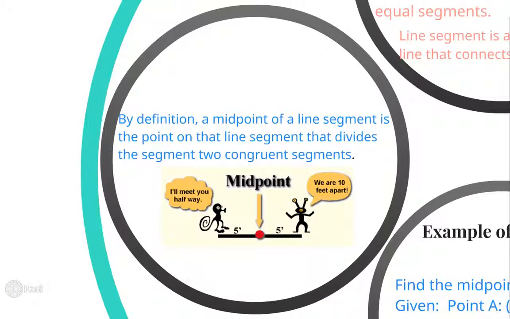So by definition, a midpoint of a line segment is the point of that line segment that divides the segment into two congruent segments. Below this we have a picture of two aliens on a line segment, and the red dot is our midpoint of this line segment. The number 5 on each side shows that the segments on each side are equal in length.